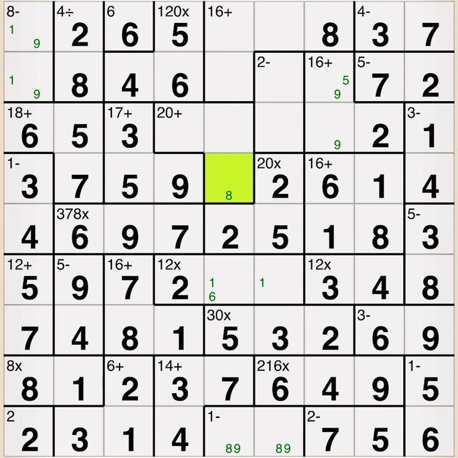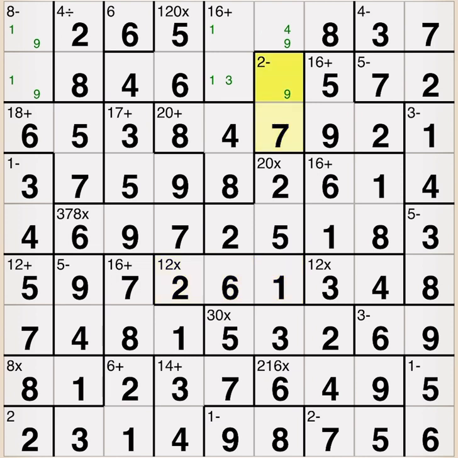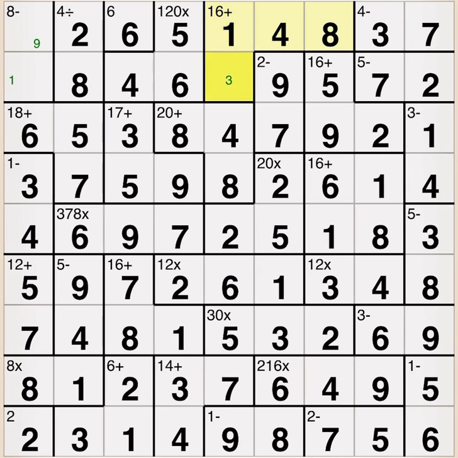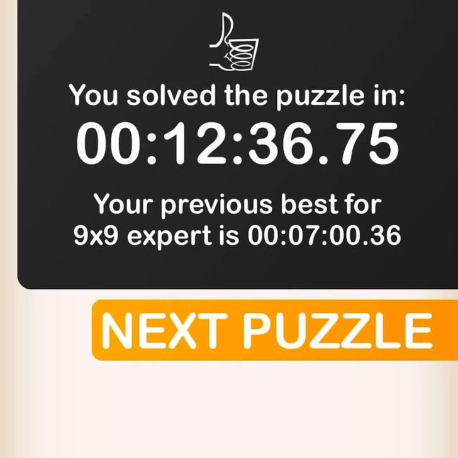What have we got left there? 8. What have we got left there? 8. Could have done this in one go. And that's 4, 9, 5, 9, 8. I'm quite happy now just to click on all the cells and see what's left. We've got 1, 6, 7, 9, 4, 1, 3, 1, and 9. We're done. Thanks for watching.